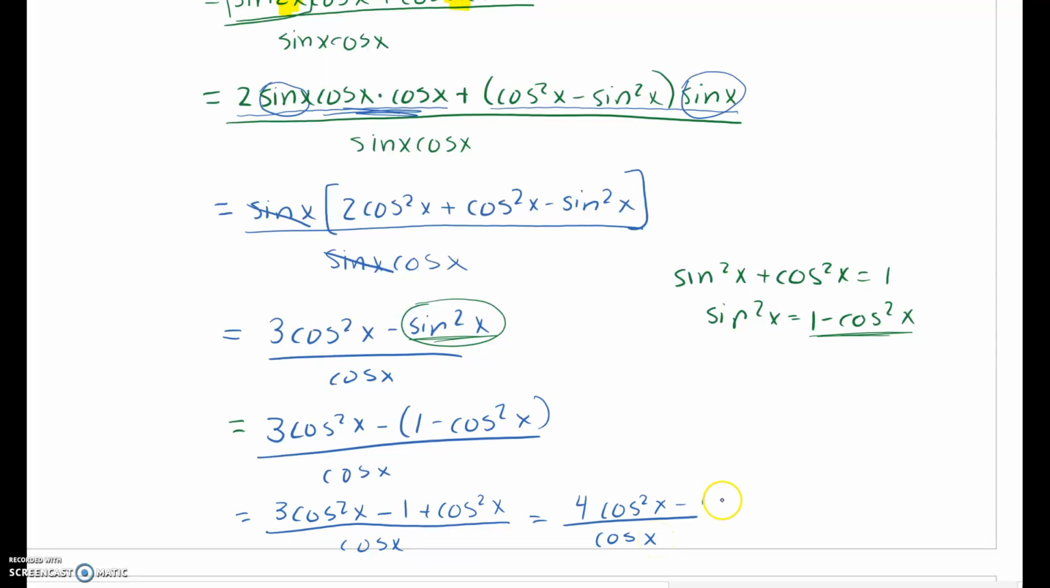We're running out of time in the room, which gives me 4 cosine squared x over cosine x minus 1 over cosine x, which gives us what we're looking for. The cosines will cancel. You get 4 cosine x minus secant x, and that's what we're trying to prove. Sorry that got so rushed at the end. Okay, I'm going to cut this video off and then do another one for our next pages.